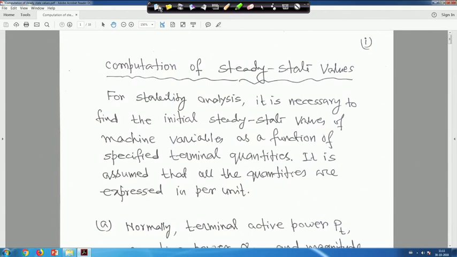Okay, so we are back again. Although it's a dynamics course, we have to see a little bit of steady state analysis, right? So, computation of steady state values.